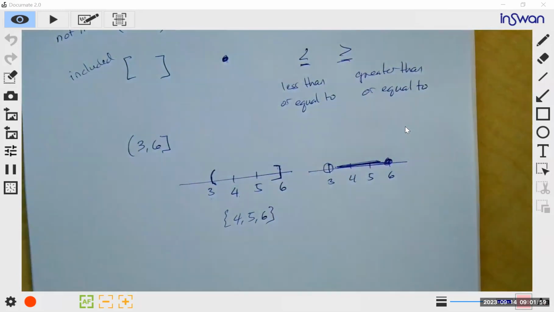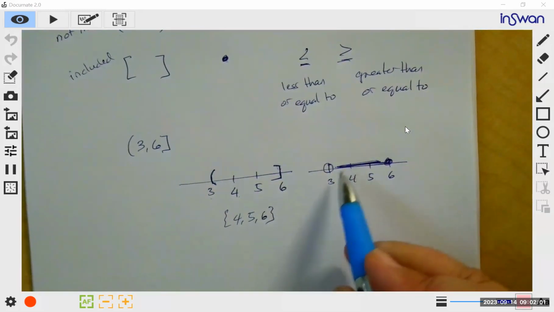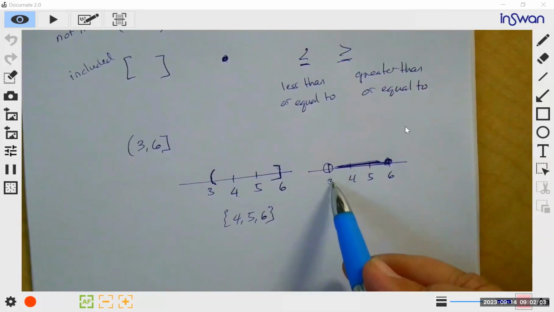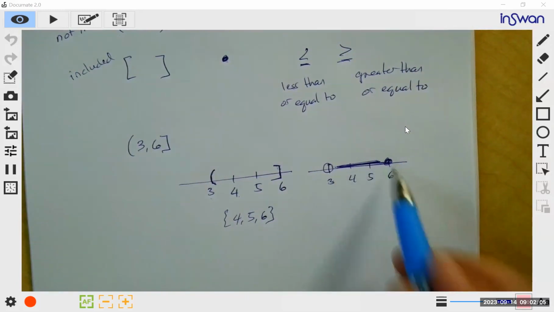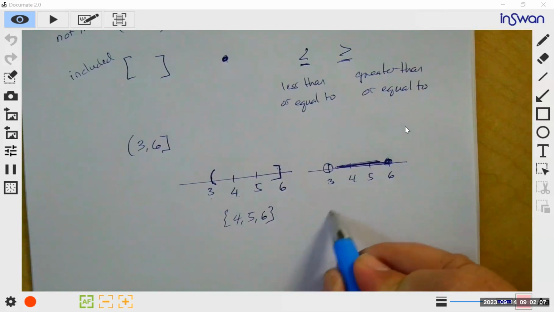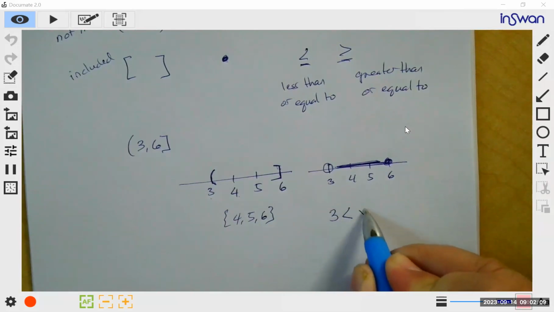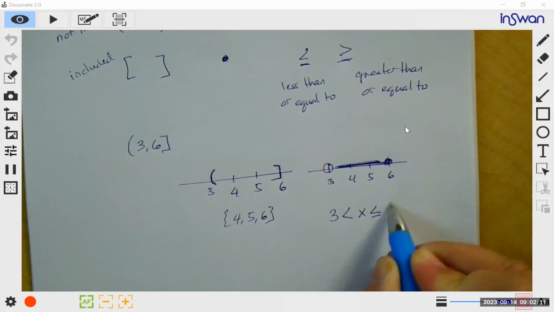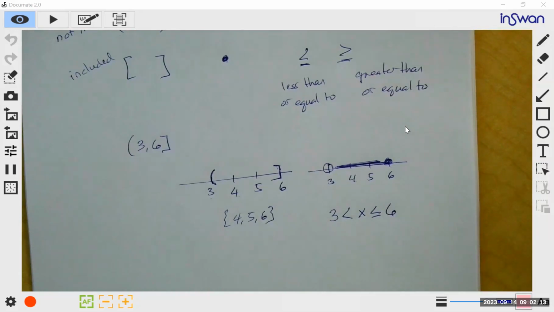This means the same thing. This one says all the numbers larger than 3, but not equal to 3, and less than or equal to 6. So this is 3 is less than x is less than or equal to 6. So that's what we're going to look at right now for the next 15 minutes, these different variations.